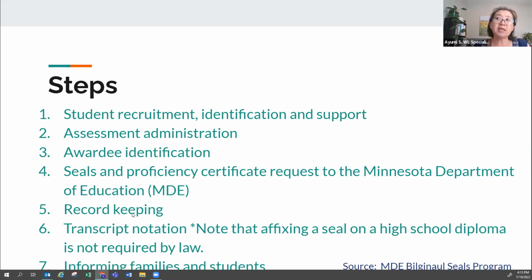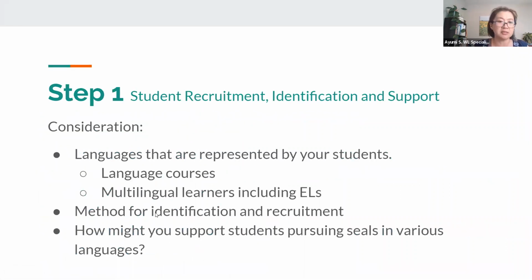And then the 5th bucket is very important: schools need to keep good records. Another piece is number 6, transcript notation. Putting some type of notation on a student's transcript is required by law, so that's another big bucket that schools have to do. And lastly, number 7, informing families and students, and then perhaps a celebration piece. We're going to look at each step in a little more detail, and Lisa will share some examples.